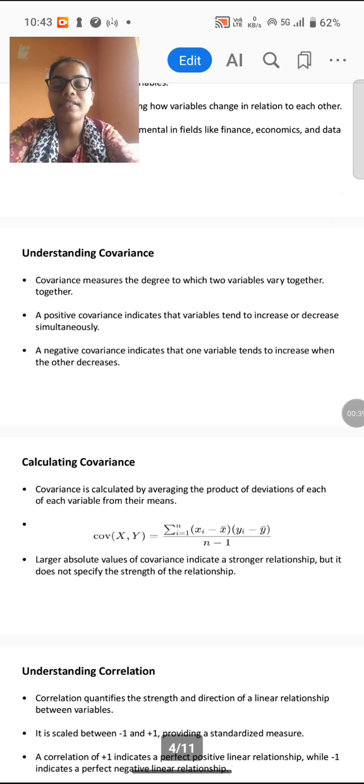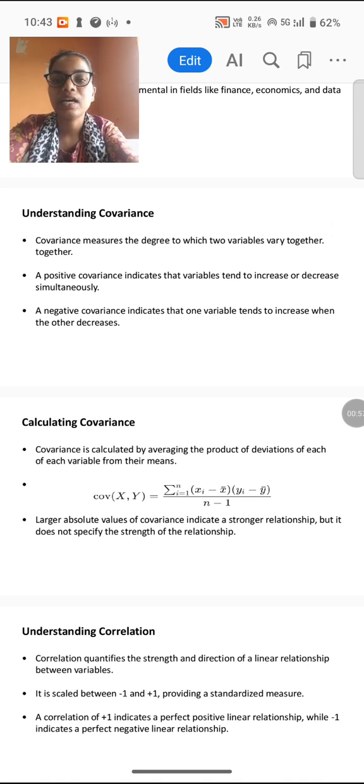When it comes to understanding covariance, covariance defines the direction of the relationship between the two variables. Covariance has types: positive covariance, negative covariance, and zero covariance. Positive covariance means when one variable increases, the other one also increases. For example, when temperature increases, the ice cream sales also increase. When study hours increase, the marks also increase. This is the best example for positive covariance.